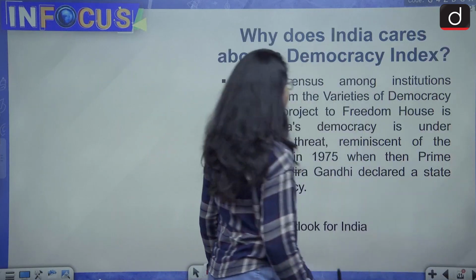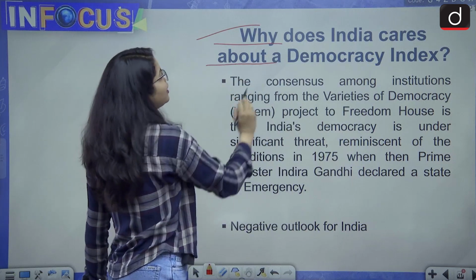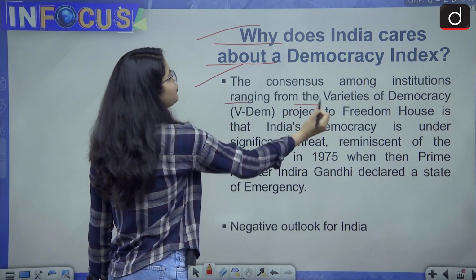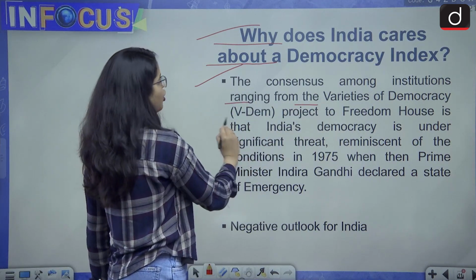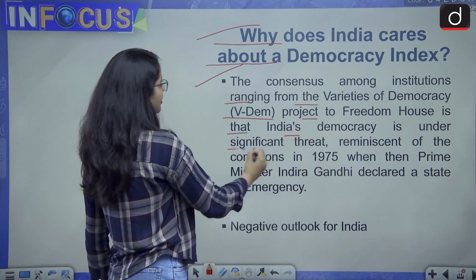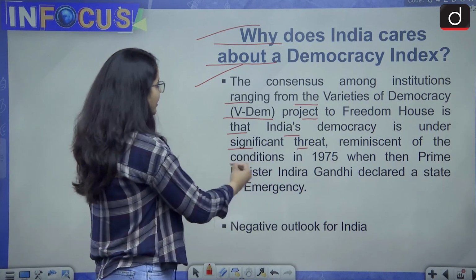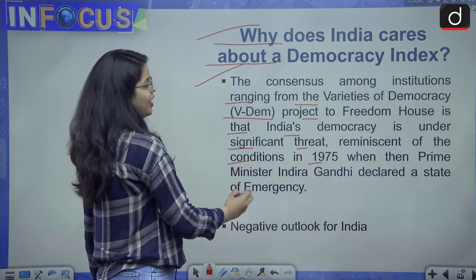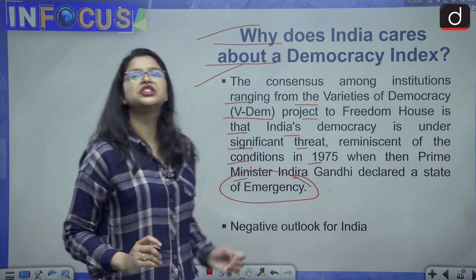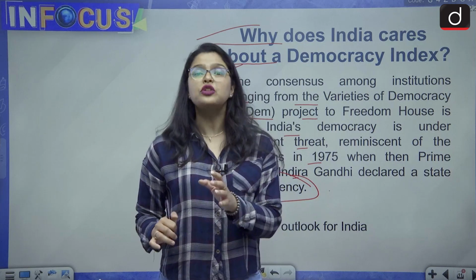Moving forward, let us examine why India cares about a democracy index. The consensus among institutions ranging from the Varieties of Democracy or the VDEM project to Freedom House is that India's democracy is under significant threat, and it remembers the conditions in 1975 when then Prime Minister Indira Gandhi declared a state of emergency. So definitely these are negative commentaries, and some of this is actually not true.